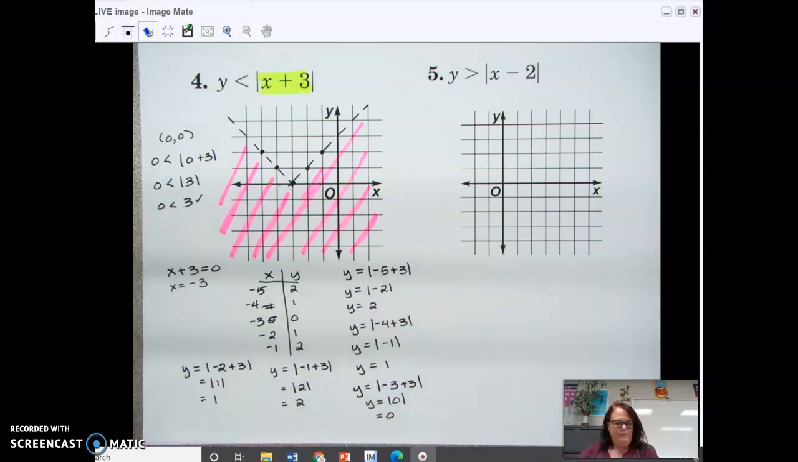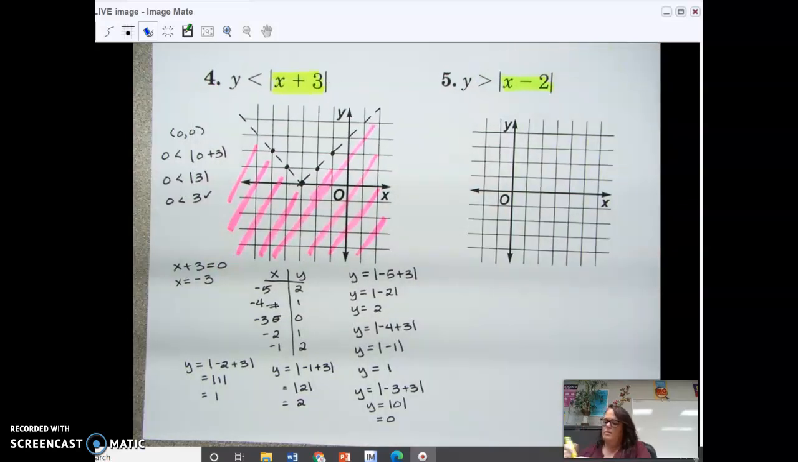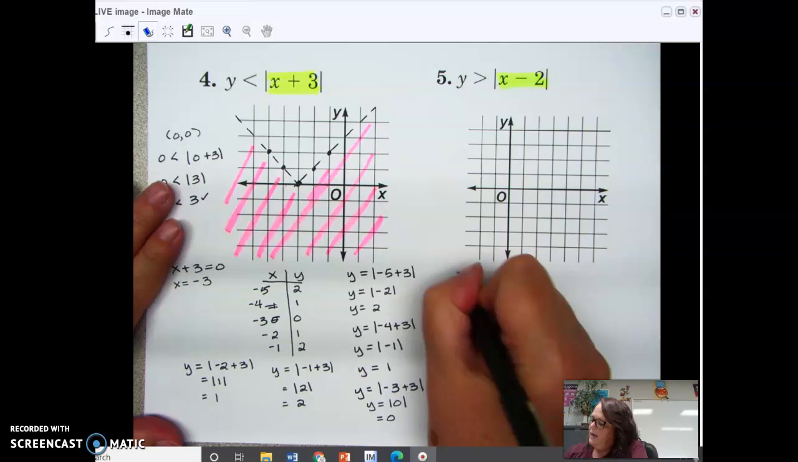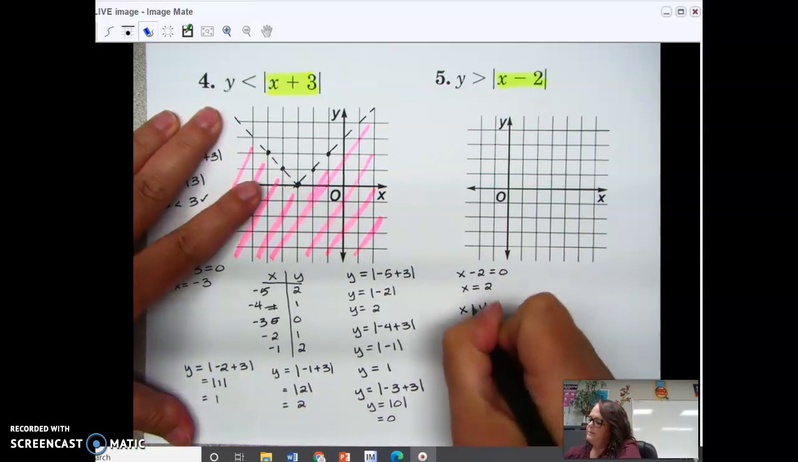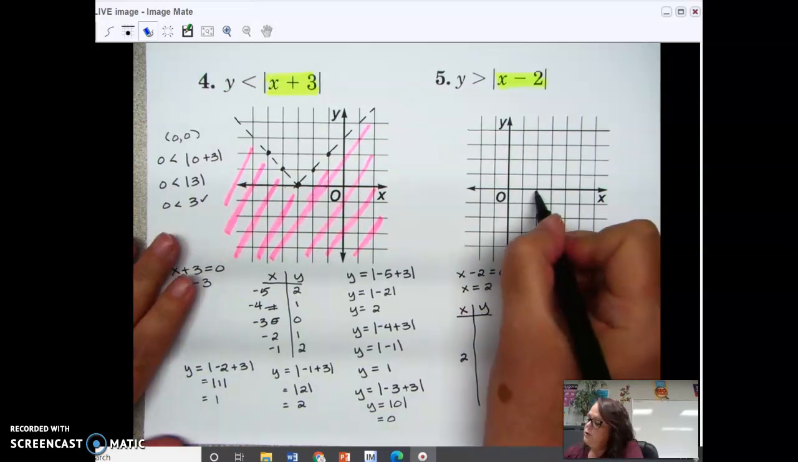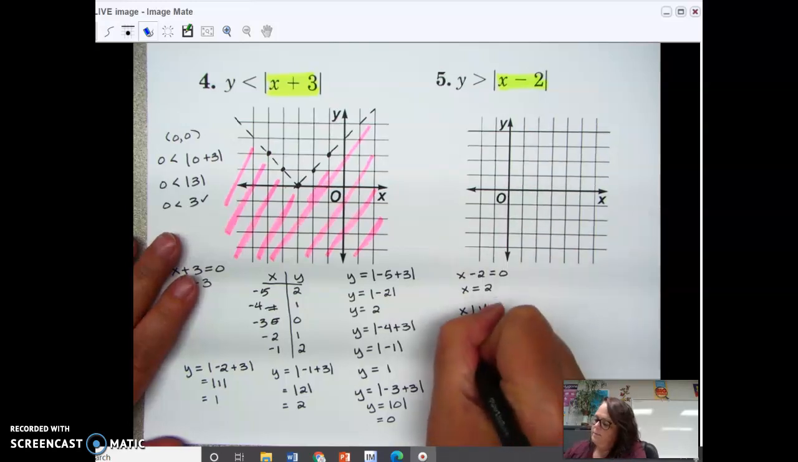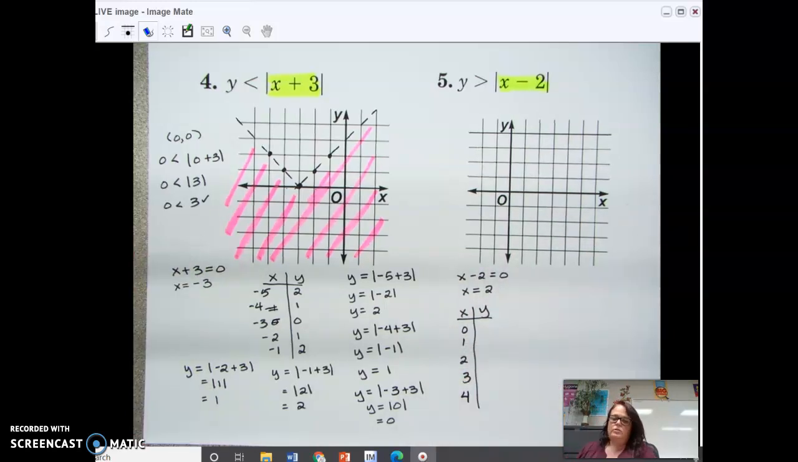All right, so we need to figure out what is the value of x that makes this 0. And so if I have x minus 2 equal to 0, we would get x is equal to positive 2. And that's going to be my centerpiece. So positive 2 is my centerpiece. So looking at positive 2, if I go to the left, I get positive 1 and 0. And if I look to the right, I get positive 3 and positive 4. So those are the 5 values that make 2 the centerpiece.